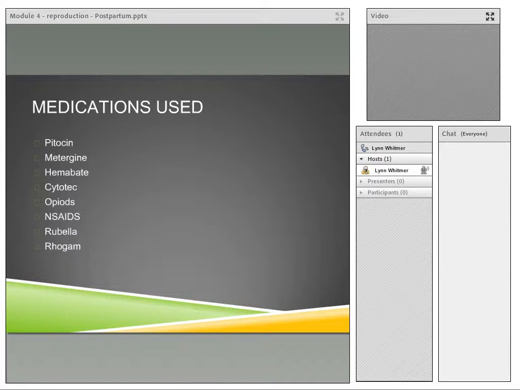Medications used in the postpartum period, again, we have talked about Pitocin. Pitocin in labor is titrated, in postpartum it is not. Methergine, again, causes the uterus to contract. It starts out as an IM injection and then is given as a PO follow-up.